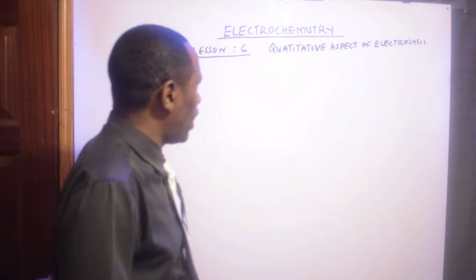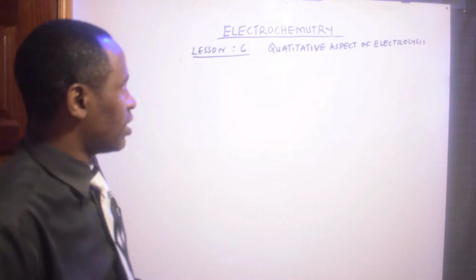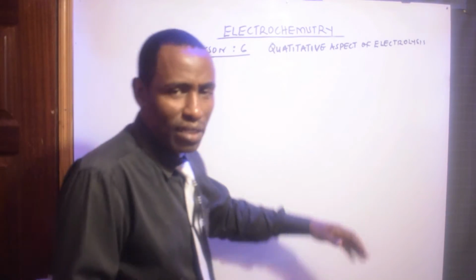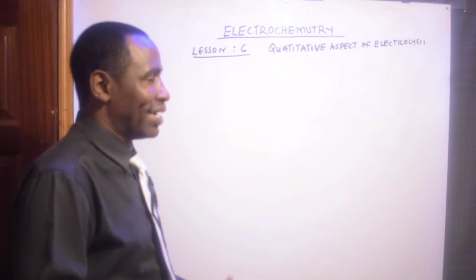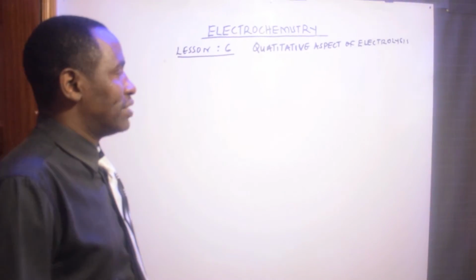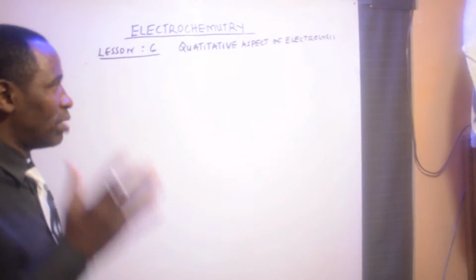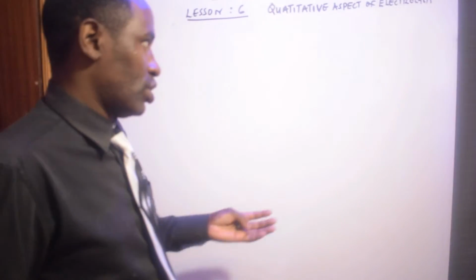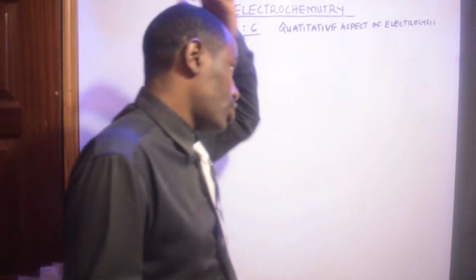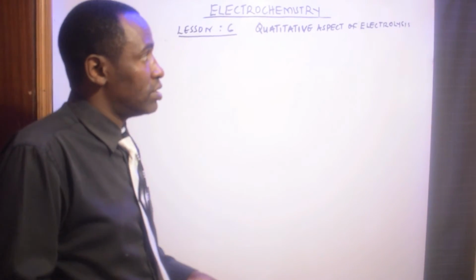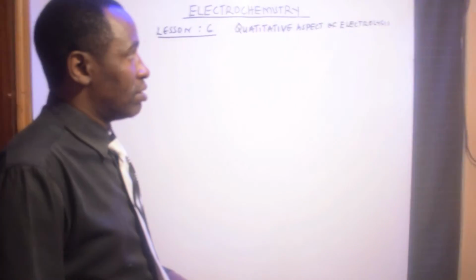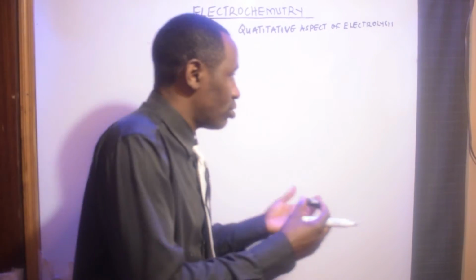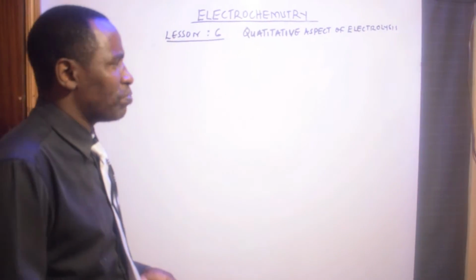Now in my lesson 5, I did look at the factors affecting electrolysis. I did mention the nature of electrodes, the position in the electrochemical series, and as well, concentration. I actually said that the concentration may affect, of course, how it will affect. We discussed the electrolysis of brine and all that.